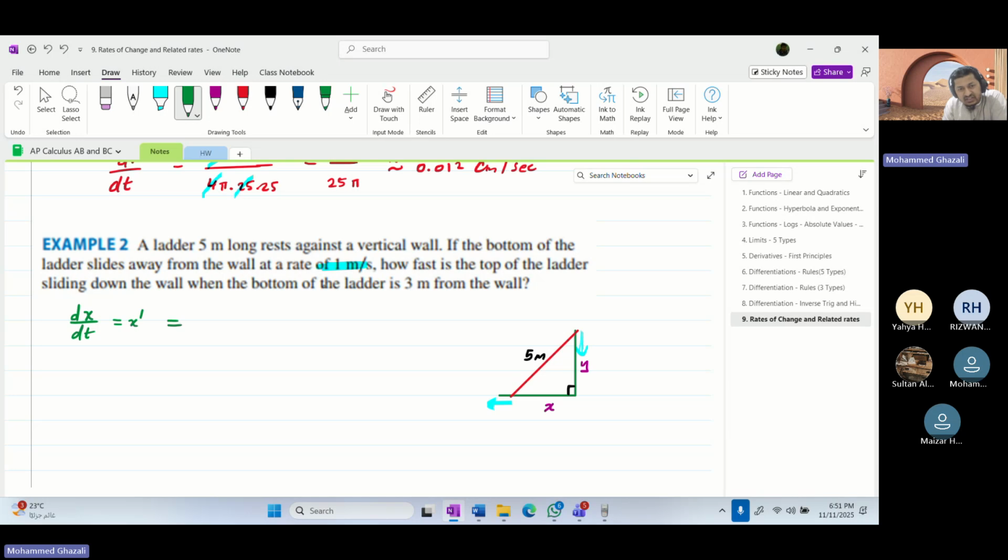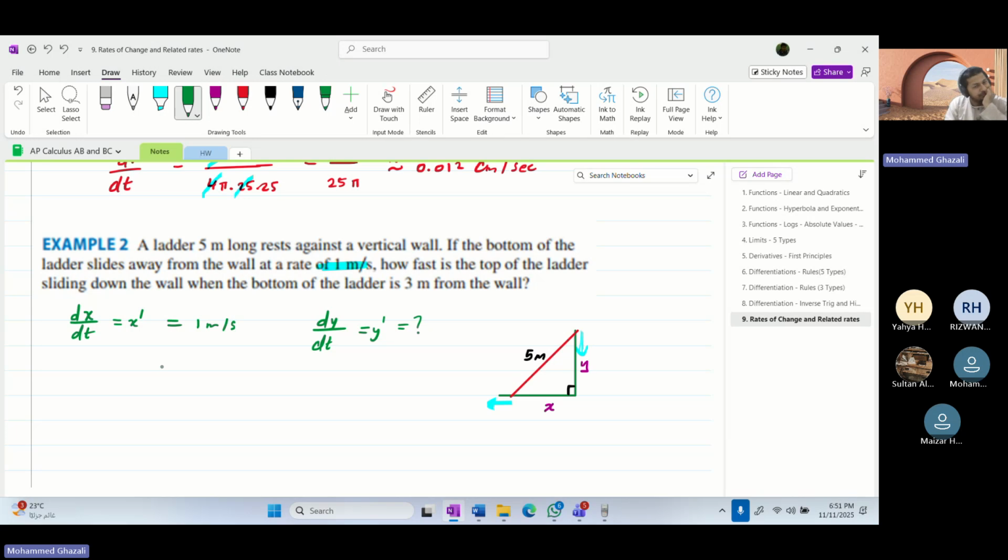X prime is given, which is 1 meter per second. How fast is the top of the ladder sliding down the wall? So we want to find dy/dt, or y prime. That's what our question is, when the bottom of the ladder is 3 meters from the wall.